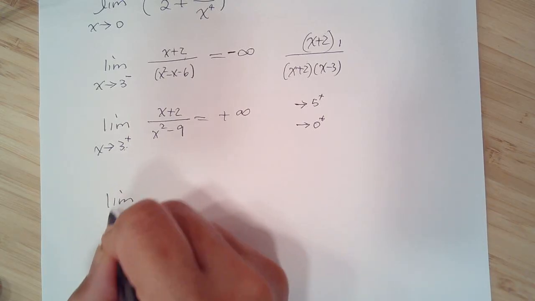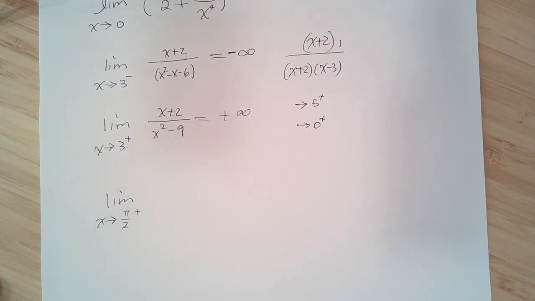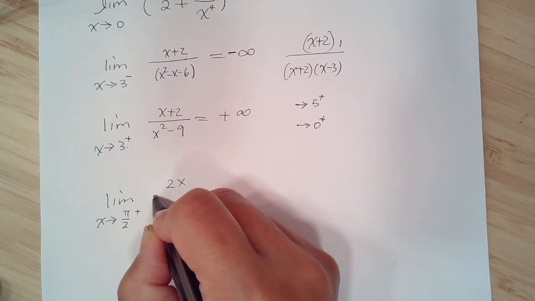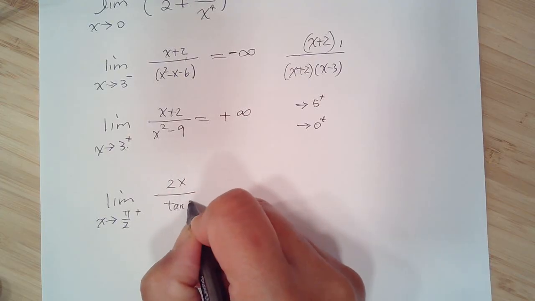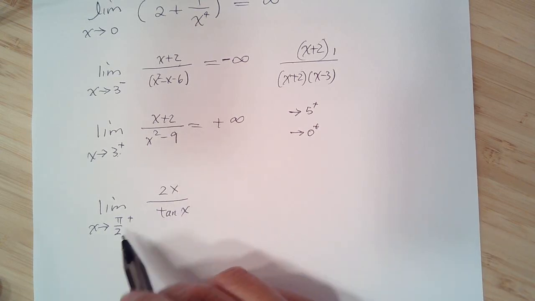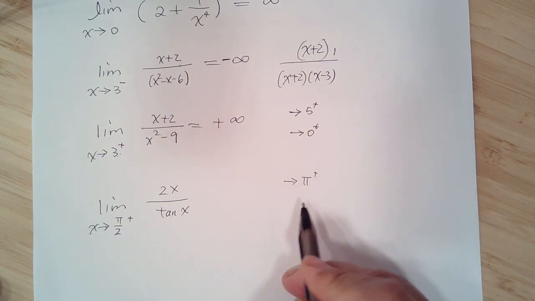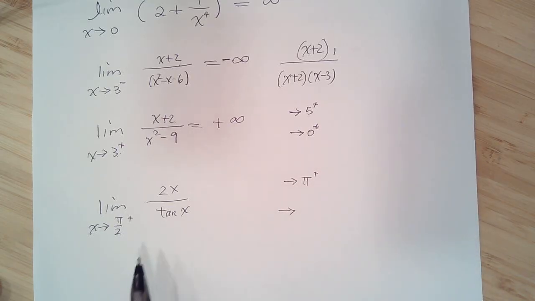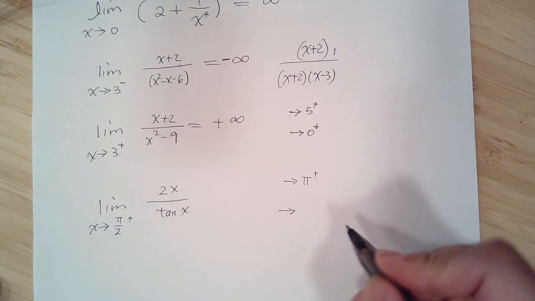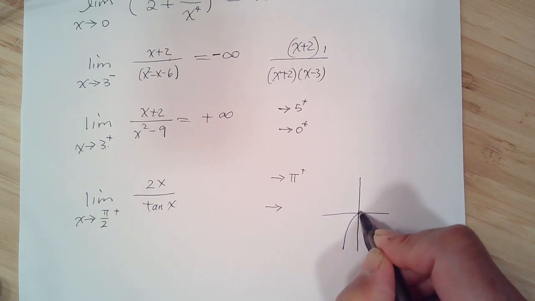Limit as x approaches pi over 2 from the positive side, and I have 2x over tangent x. Okay, when x approaches pi over 2 from the right side, double it, 2 times x will approach pi from the right side. That's the numerator. And the denominator, tangent x. Tangent x, when x approaches pi over 2. The tangent x graph looks like this.